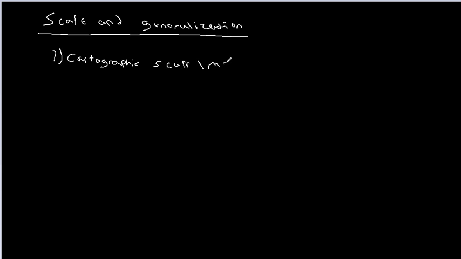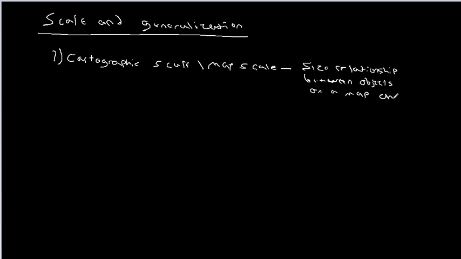Also known sometimes as map scale, which is really just the relationship between the size and distance of objects on the map and size and distance of objects in the real world. So this is all about the size relationship between objects on a map and objects in the real world.